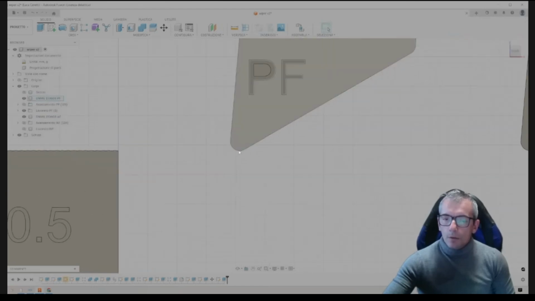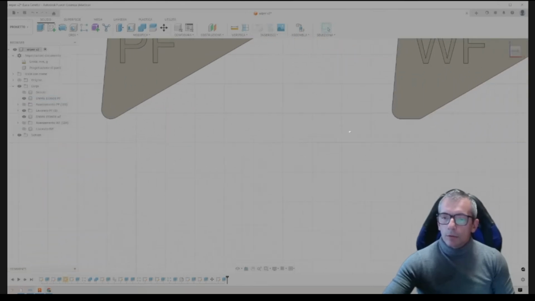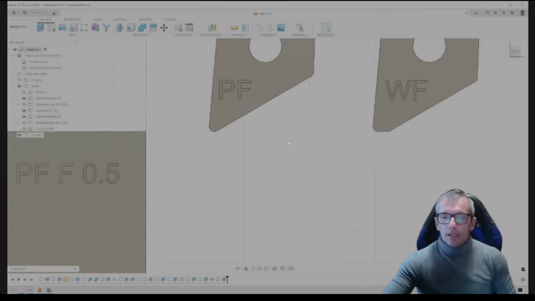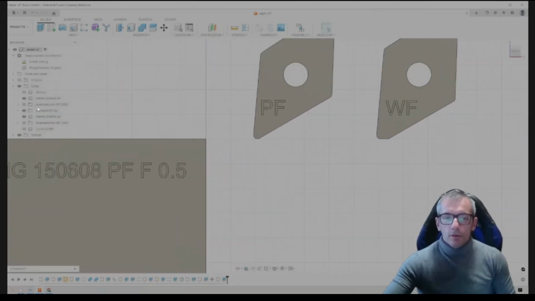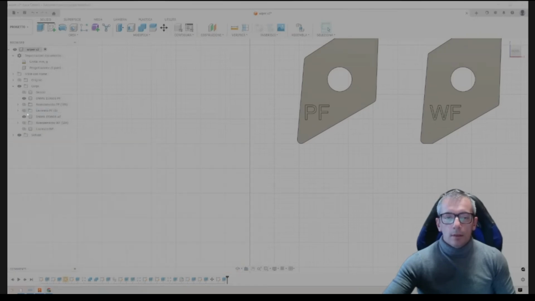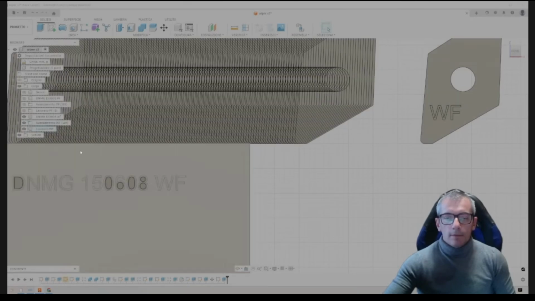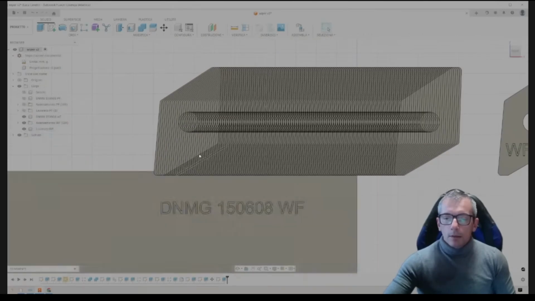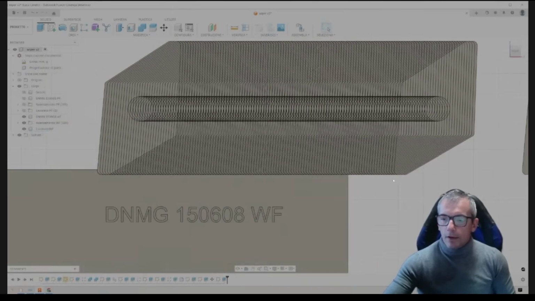This is the Viper tool, now crashed, that is, after having worked the tool radius there is a straight back that kills the roughness, that is, it lowers the roughness a lot. So if I go to Remove, in NMG and I take my piece and work it with a DNMG 1506WF.